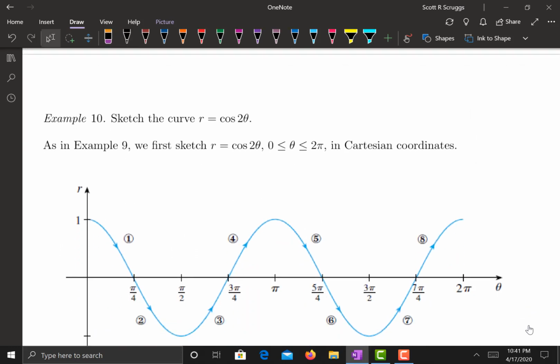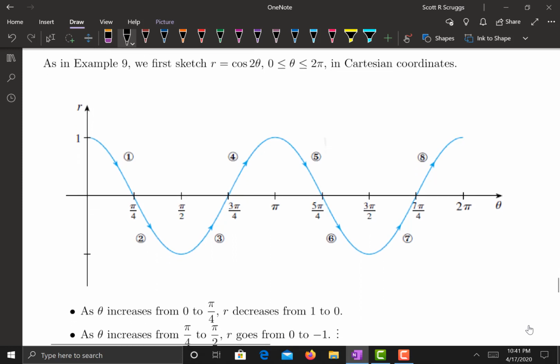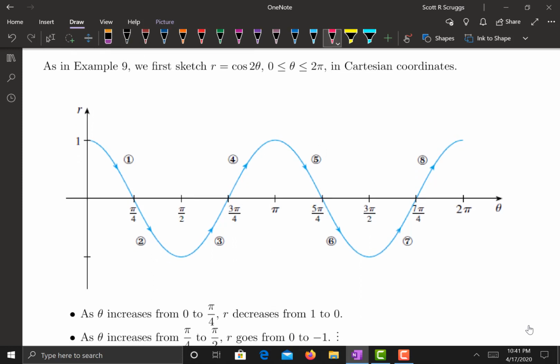So now let's say I want to sketch the curve r equals cosine of 2 theta. So as before, because r equals cosine of 2 theta, we're going to restrict to 0 to 2 pi. And the reason why we're going to go to 2 pi instead of pi is to continue on with that. So let's still make the same observations as before.